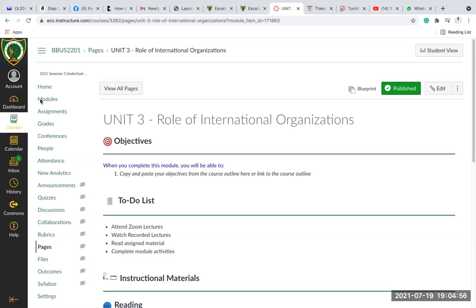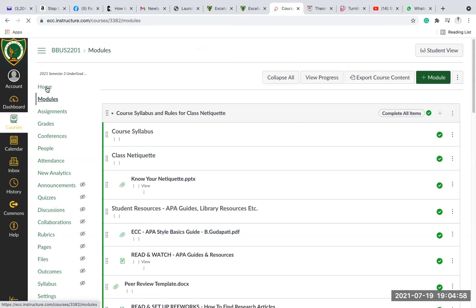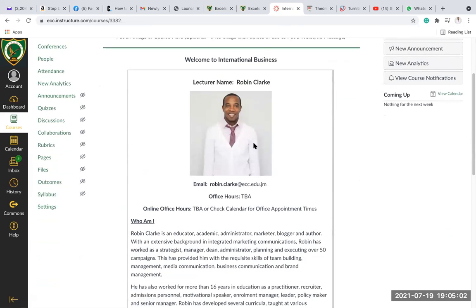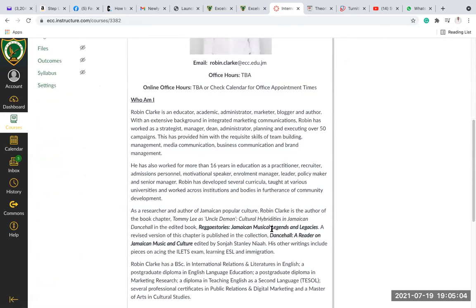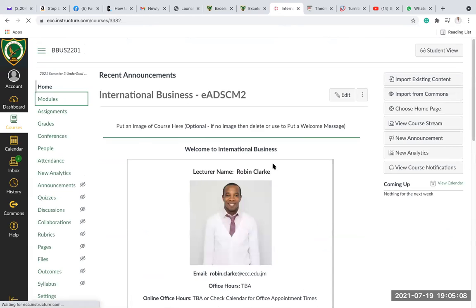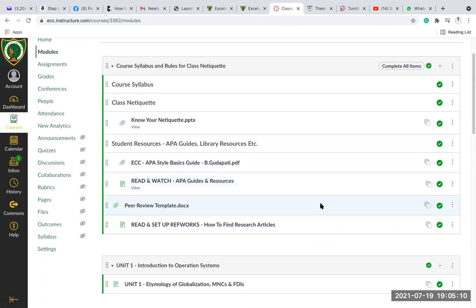Canvas, where's Canvas? Here it is. So on Canvas, I have populated it with information that you can access for the various units. So let me go to modules. When you go on Canvas for international business, you're going to see my image and a little bio. And then under modules, you will see information.